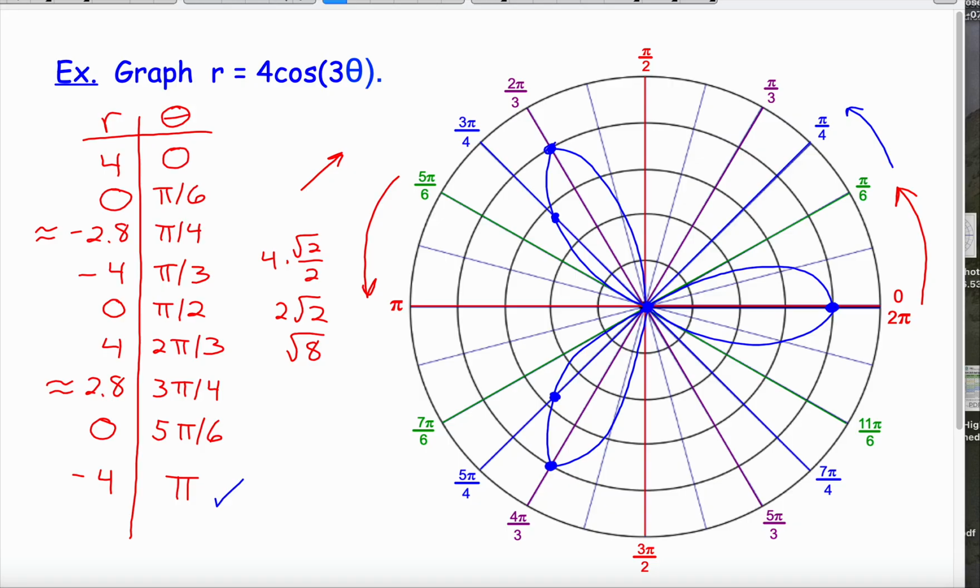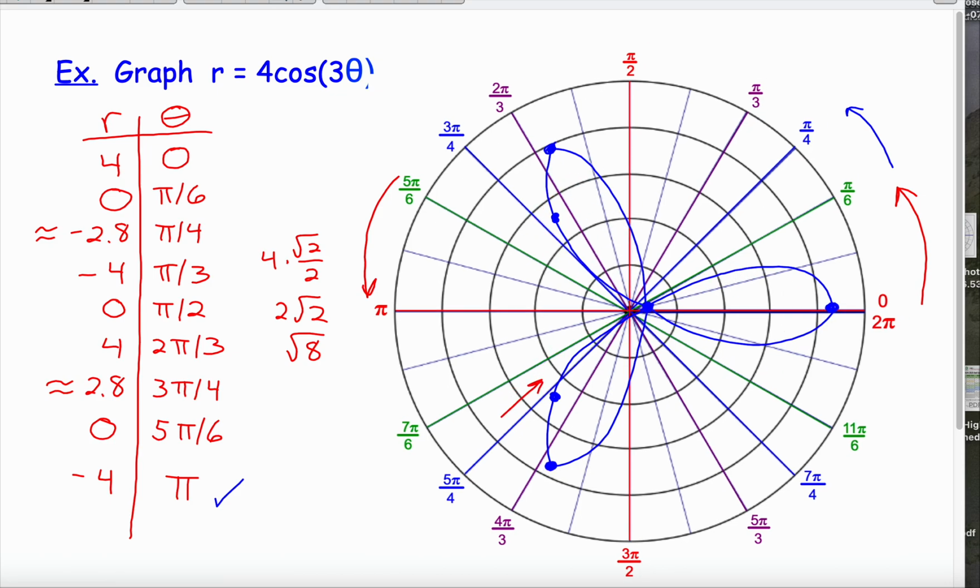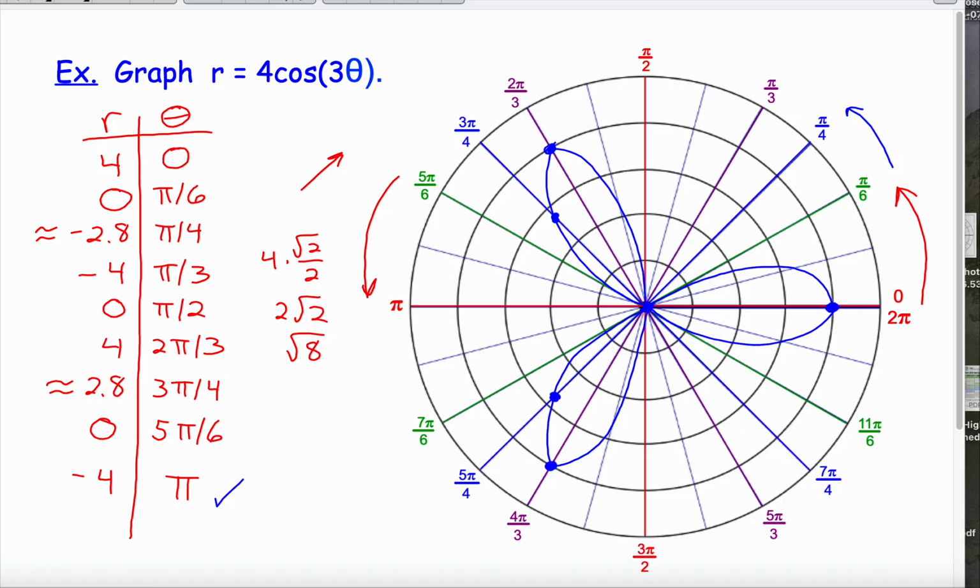So on the first graph, when it was a 2 theta, I wound up going 0 to 2 pi. But when it's 3 theta, I only had to go to pi to get a complete graph. Now the petals all have length 4, because that was the number multiplied in front. So that pattern held. But for 3 theta, I wound up getting 3 leaves instead of the 4 leaves that I got before. So maybe it's about time that we should look at some patterns for these.